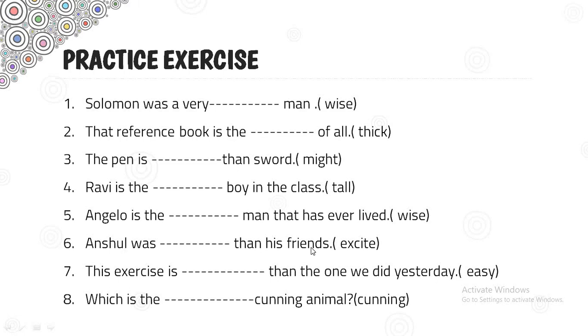Anshul was dash than his friends. Anshul and his friends are being compared, so we use the comparative degree here. Anshul was more excited than his friends. This exercise is dash than the one we did yesterday. This exercise is compared with the one we did yesterday, so it's a comparative degree. So this exercise is easier. The adjective is easy, so easier than the one we did yesterday. Which is the dash cunning animal? The hint has been used here. So which is the most cunning animal?